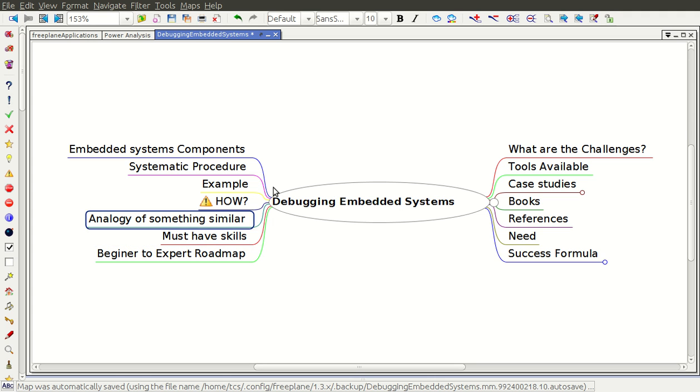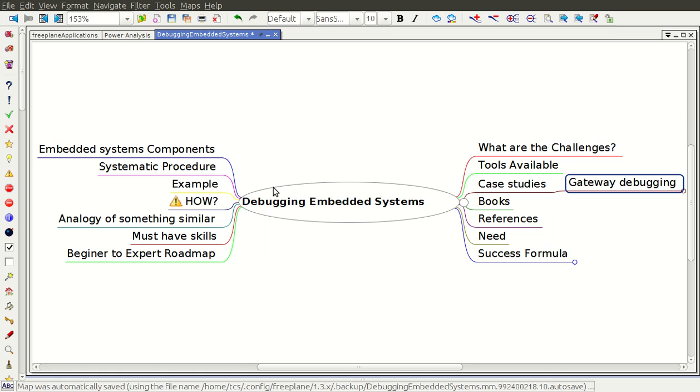In the current video, let us start with what is the success formula that I'm looking at. We'll take some case studies later and maybe see how to debug a gateway, for example. If I want to debug a gateway, what would I do? Before we enter that, I thought it is very important to touch upon what constitutes a success formula.